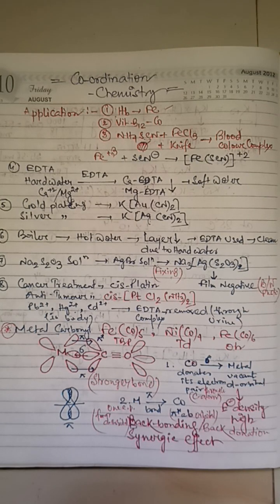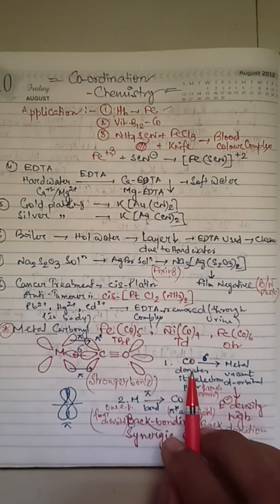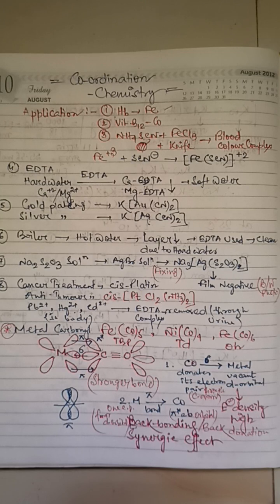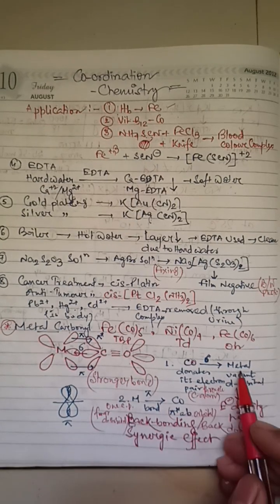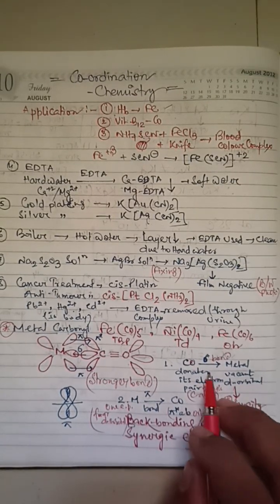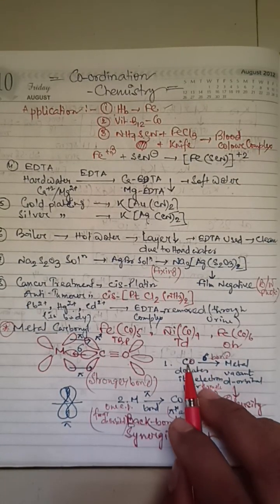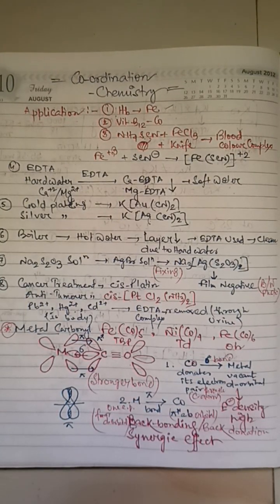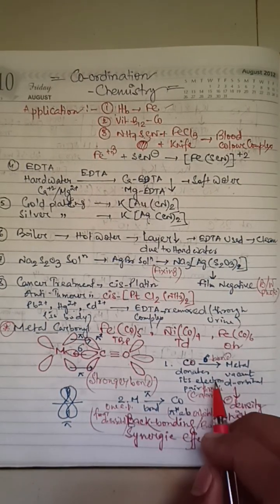How does it occur? First, the carbonyl, that is carbon monoxide, having oxygen, donates its electron pair through the carbon atom. Carbon monoxide donates its electron pair through the carbon atom to the vacant d orbital of the metal, forming a sigma bond. So the first bond formed between them is sigma. In this way it forms a sigma bond.